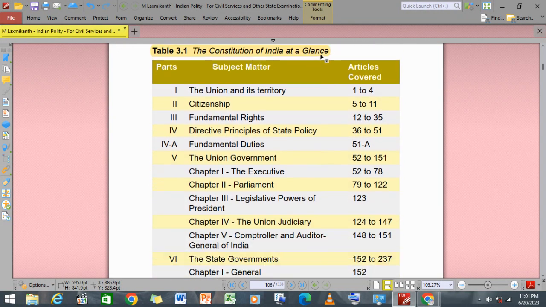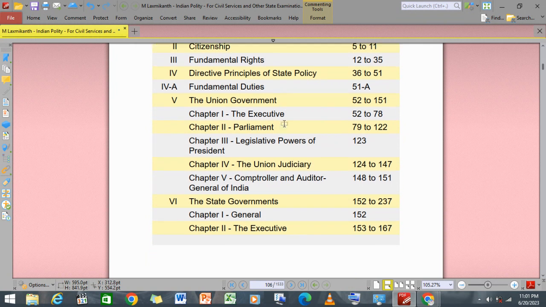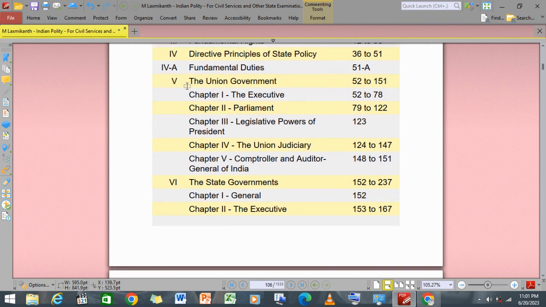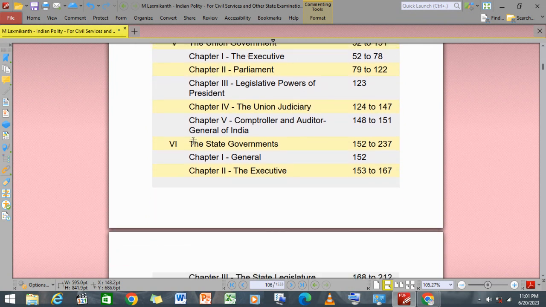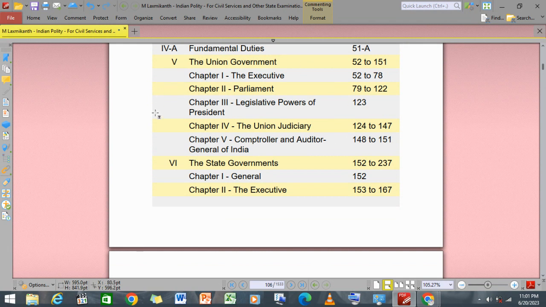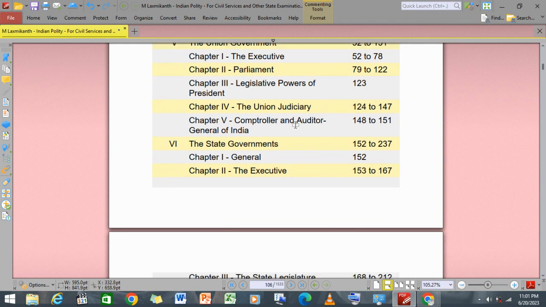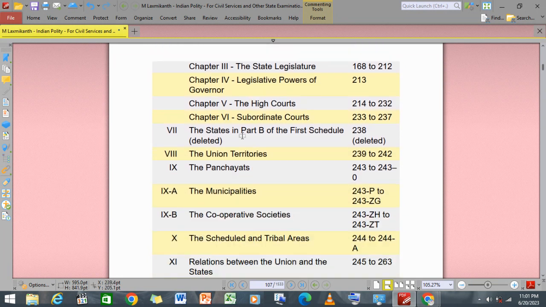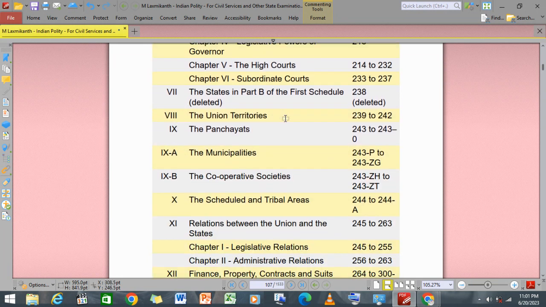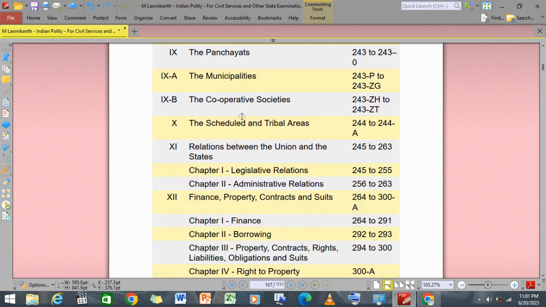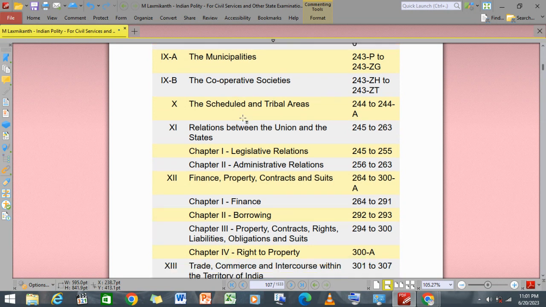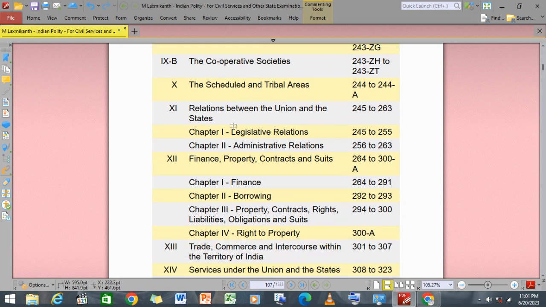So here the Constitution of India at a glance has been given: the Union and its territory from Article 1 to 4, citizenship, fundamental rights, directive principles of state policy. Then the Union has been given, and what the Union contains, its parts and significance, has also been given. Then the state government has been talked about, and the states in Part B of the first schedule, which was later deleted, right? This was deleted. Then the union territories, the panchayat, municipality, the cooperative society, the scheduled castes, scheduled areas, right?